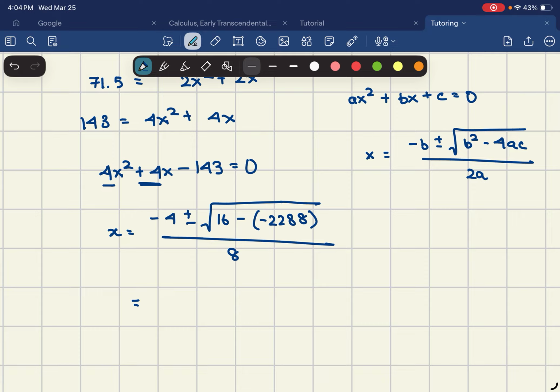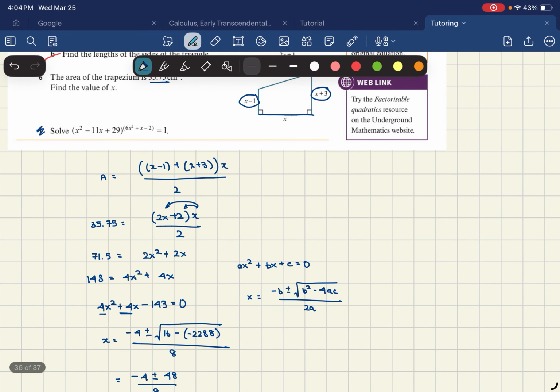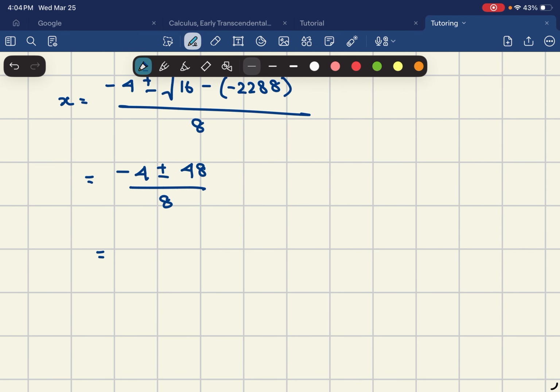So now I can solve minus 4. So my square root, 16 minus of minus 2288, is 2304, and the square root of that number is just 48. So I have minus 4 plus or minus 48 divided by 8. And remember, x is a height. We can't have a negative height. So we want positive answers only. So the answer would be minus 4 plus 48 divided by 8. So you reject the negative solution.